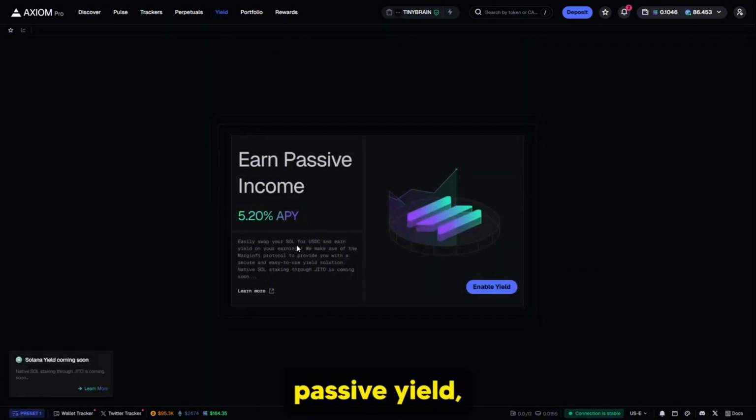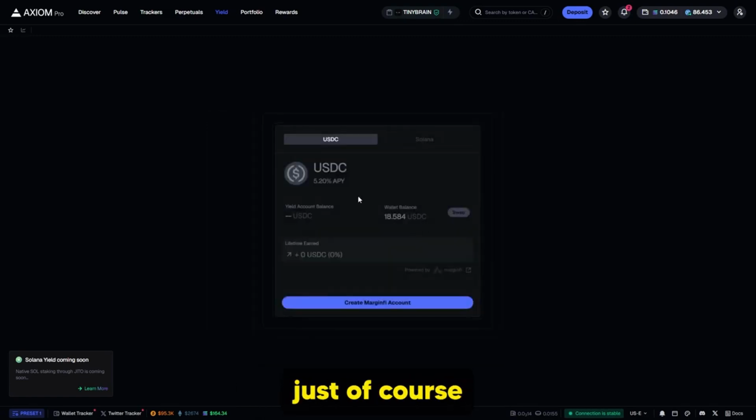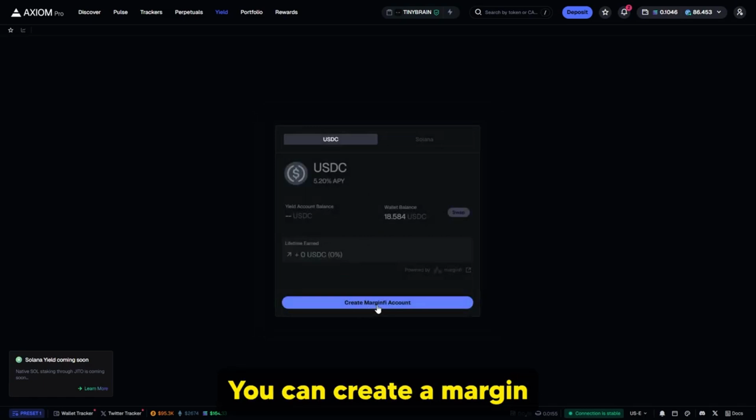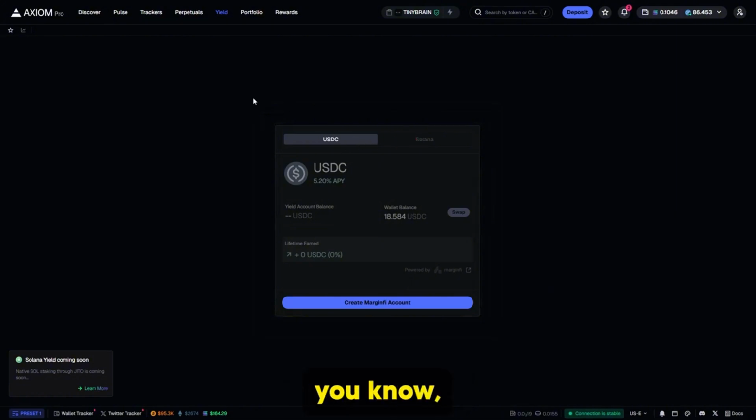Yield is really cool. They do have a passive yield, so you can swap your Solana for USDC and earn the yield through your earnings. Like I said before, if you're not trading, this is something that you can do as well. You can create a Marginify account. You can put some USDC right here, and essentially you can stake that. Staking basically means you add it to the liquidity pool. Other people are going to use your money. It's completely safe, usually, okay?